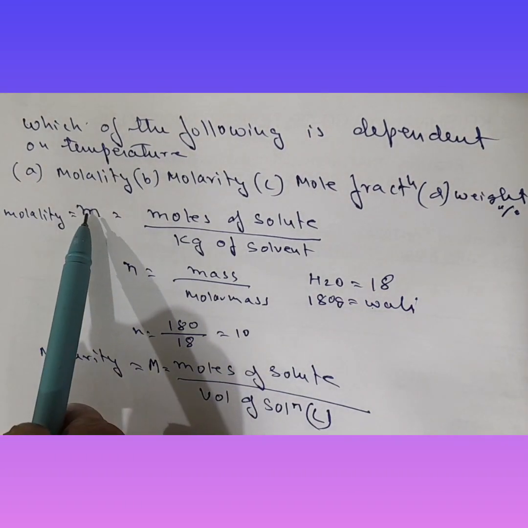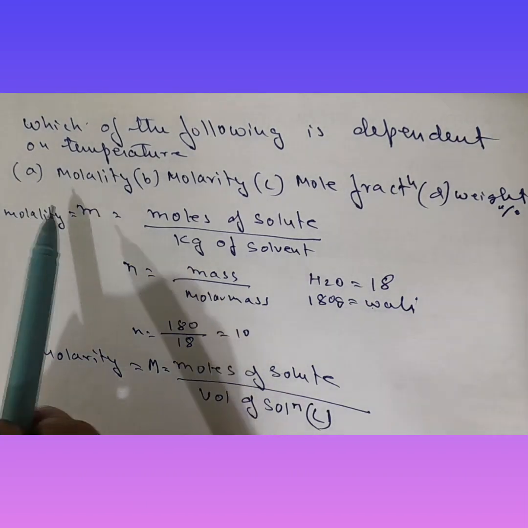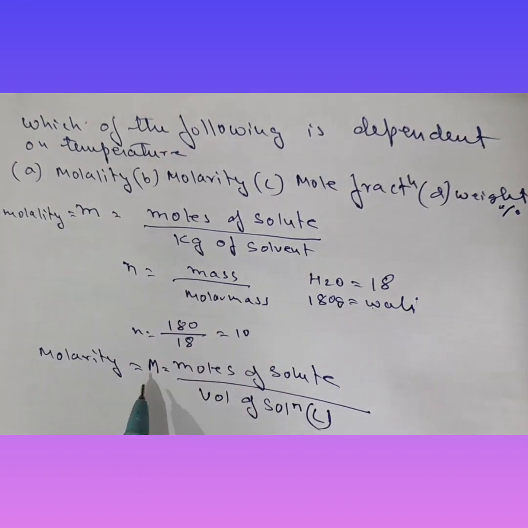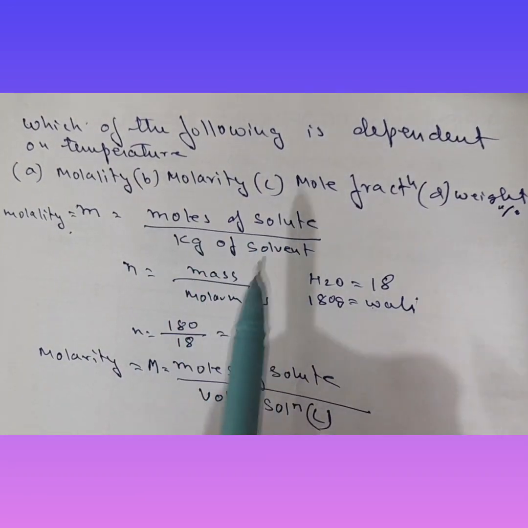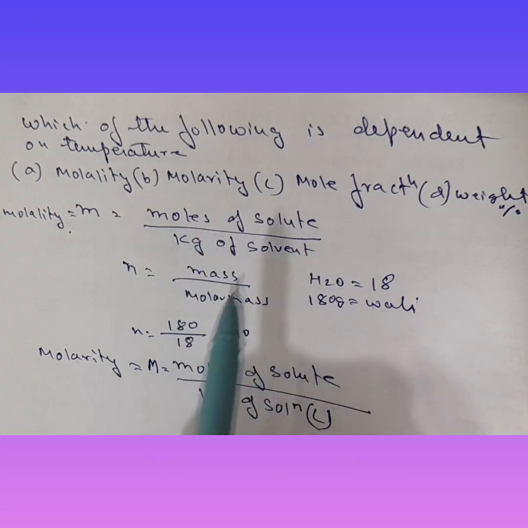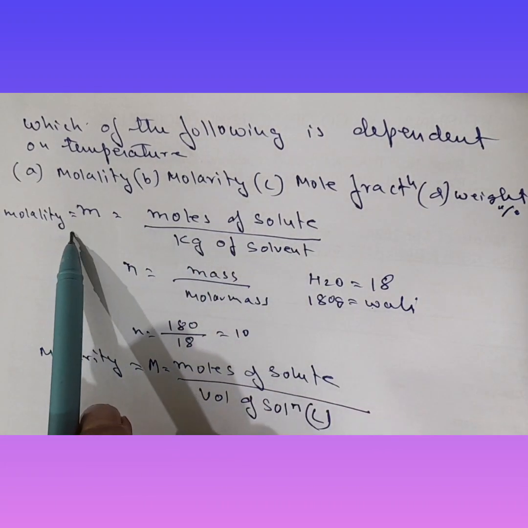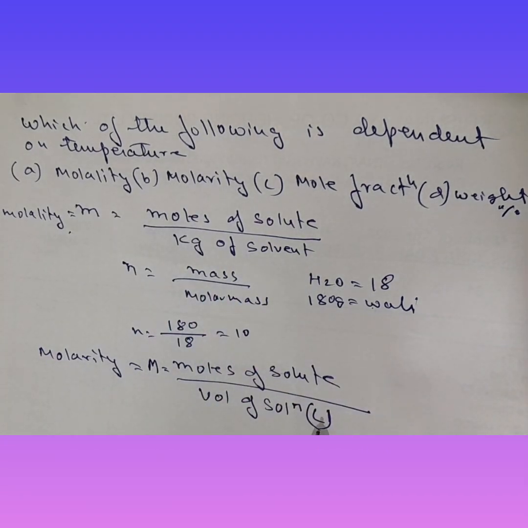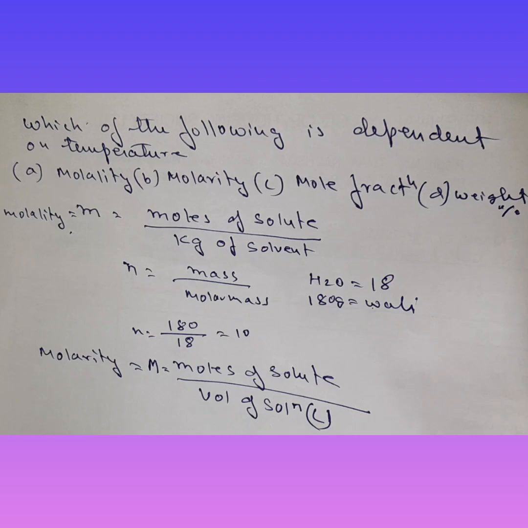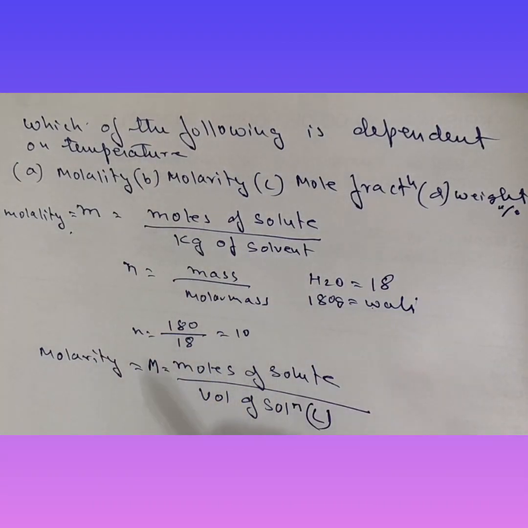Small m whenever we put in, it's molality. Capital M is molarity. Small m molality, capital M molarity. In this case, moles of solute are the same in both cases. But in case of molality, it is kg of solvent, whereas here it is volume of solution. If you can guess, you have got the answer here itself. But we will come to that a little later.